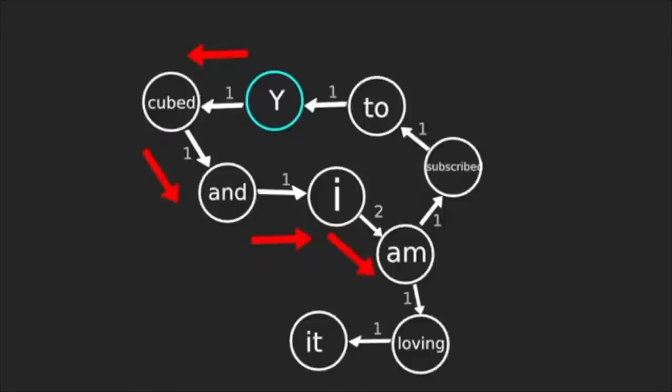Well, now we have two arrows out of am. We have an arrow to subscribed and an arrow to loving. We can actually choose either of these paths, and in my script, I've left that up to randomness. So that's where these edge weights come into play. The higher weighted an edge is, the more likely that path will get chosen. And this is how I can generate these sentences all stitched together.